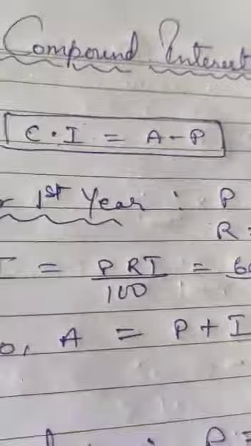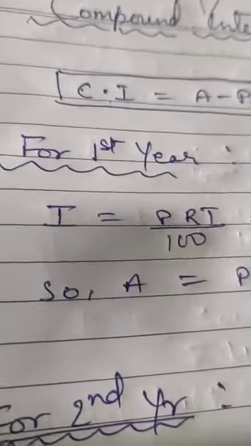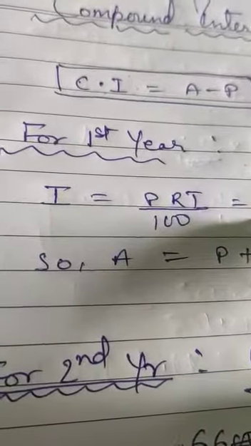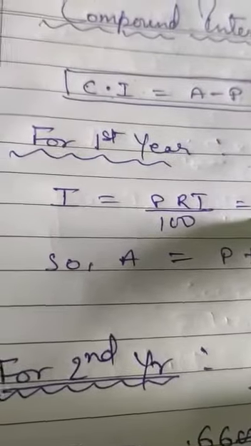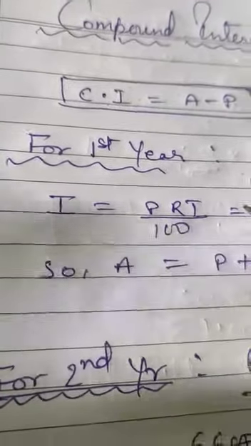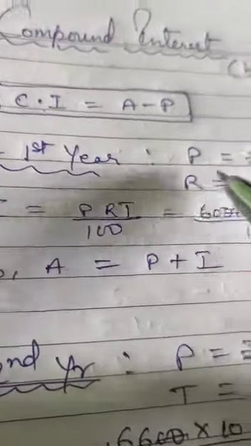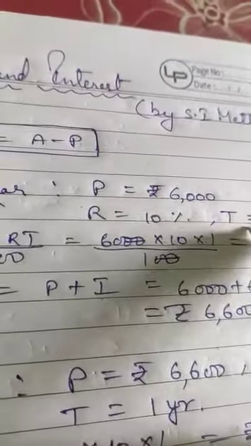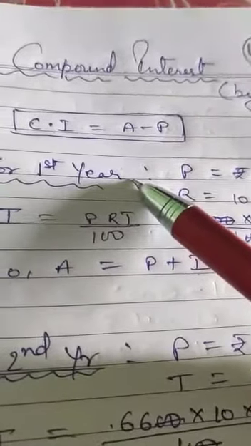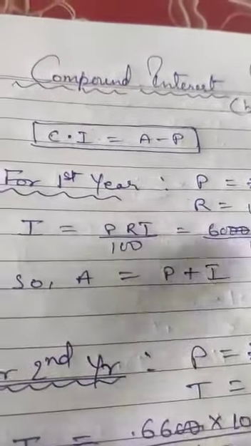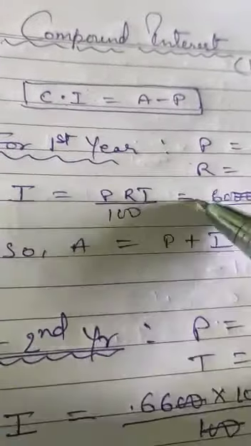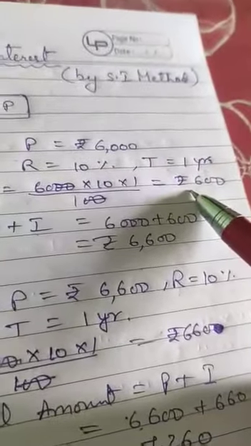Let's understand by one example. One question is, calculate the compound interest on rupees 6000 for 2 years at 10% per annum. So principal is 6000 rupees, rate is 10%, time is 1 year given. You have to calculate compound interest for the first year. Children, this method, by simple interest method you will find out. First year you find out PRT by 100, you will get 600 interest.